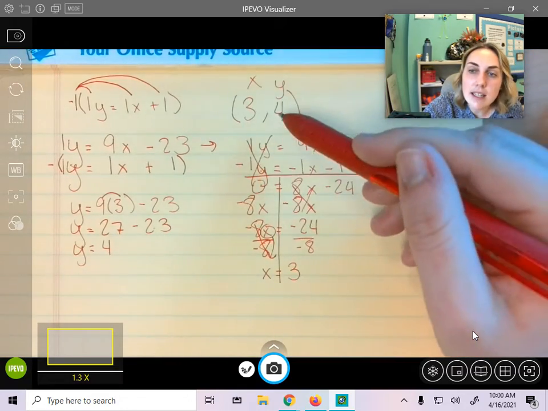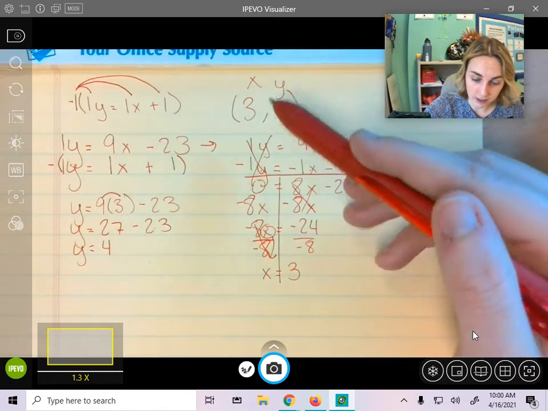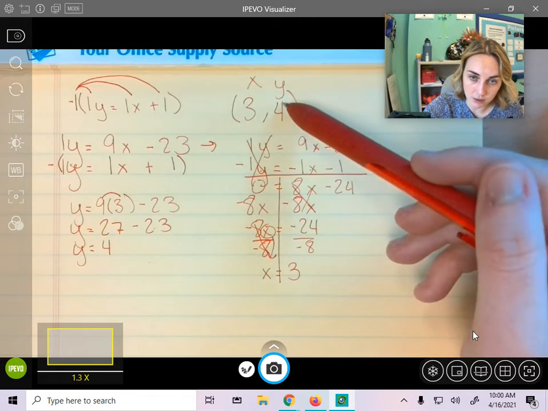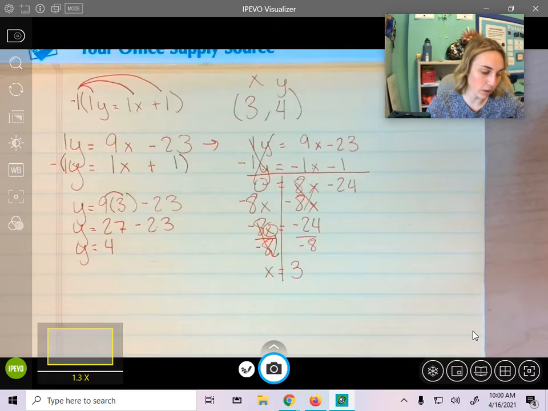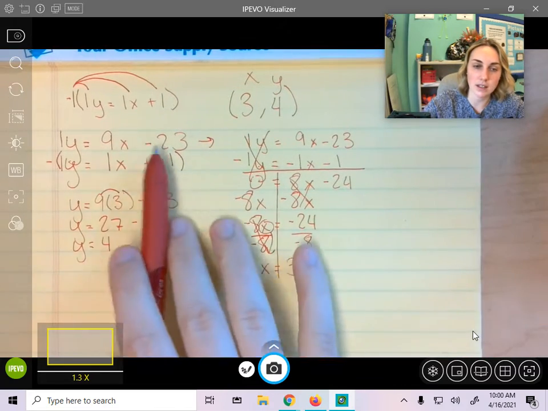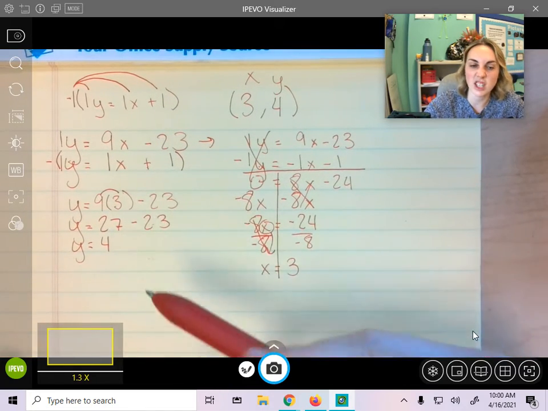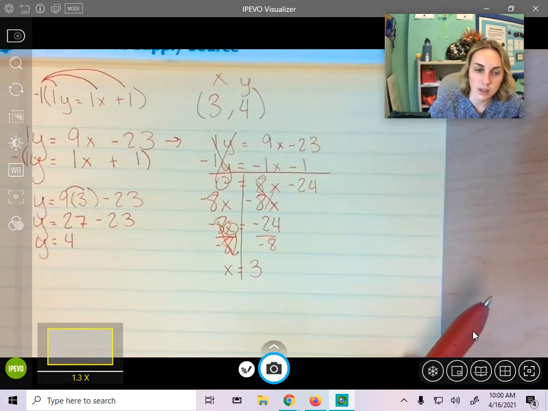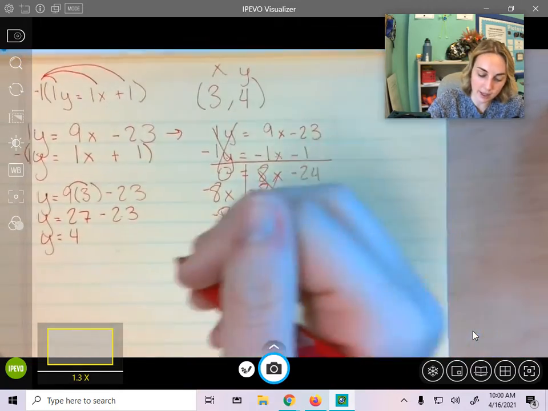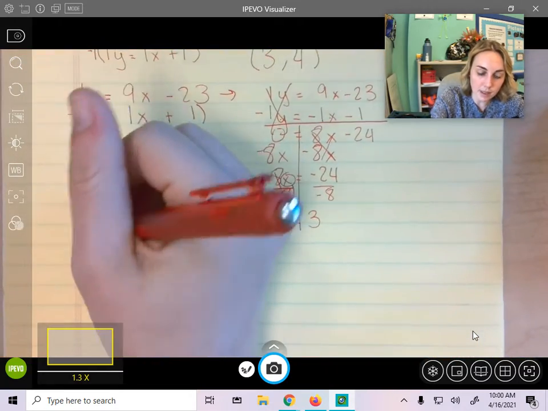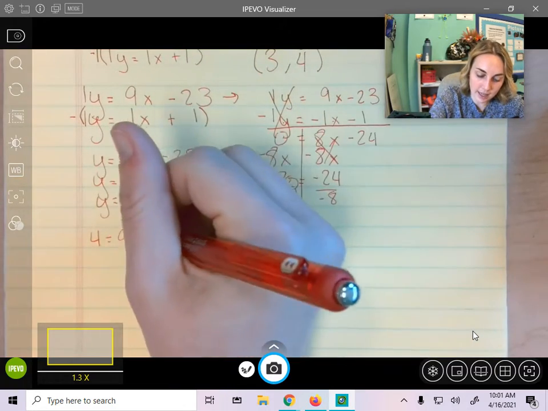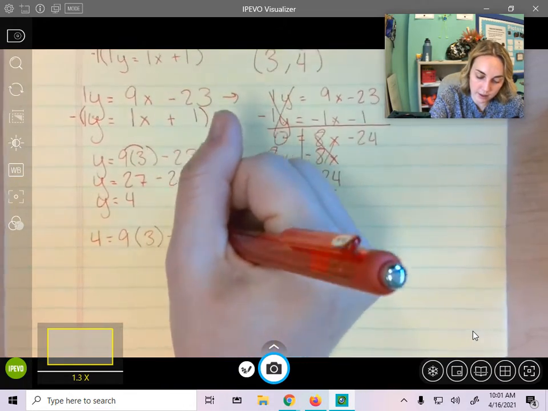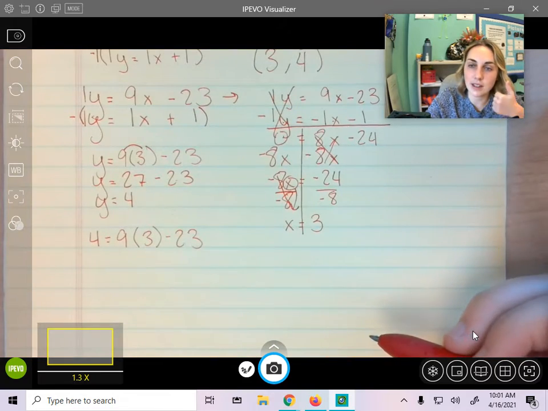Alright, so once I have this, just to check my work, because this is my answer, I have to substitute this back into one of these problems to make sure it works out. It doesn't matter which one I substitute into. I'm going to substitute into this first one because I just solved it, so it's going to be easy. So what it says is my y value is 9, my x value is 3, and now I'm going to solve to make sure it works out.